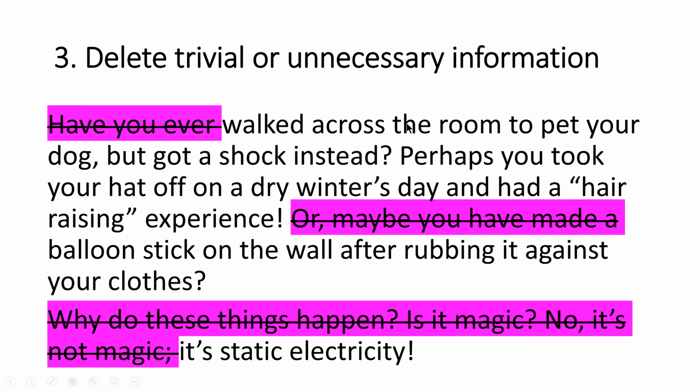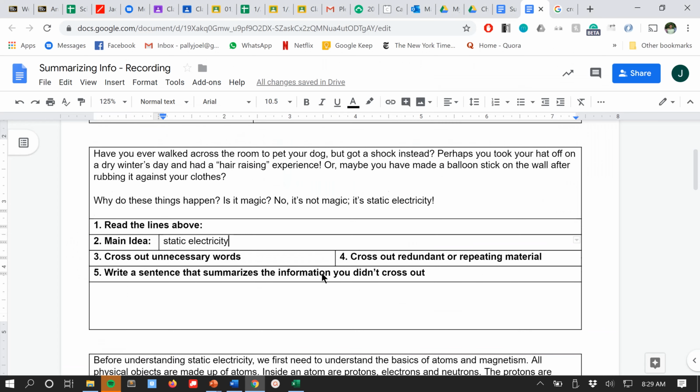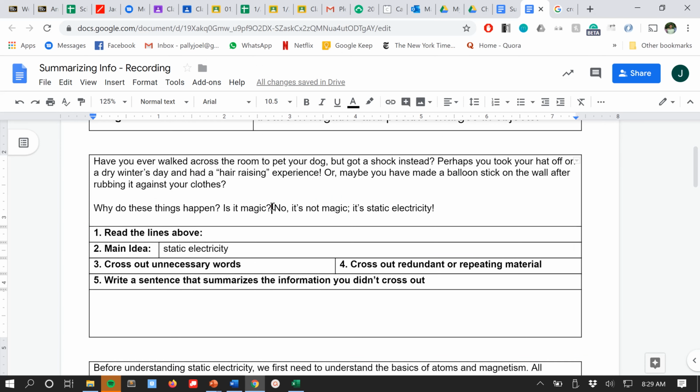So when I'm looking at this paragraph, some things immediately come to mind. The first one is this sentence towards the bottom: Why do these things happen? Is it magic? No, it's not magic. We're talking about static electricity. So in our summary, are we going to include all this stuff about magic? Probably not. So I'm going to cross that out in my worksheet as well.